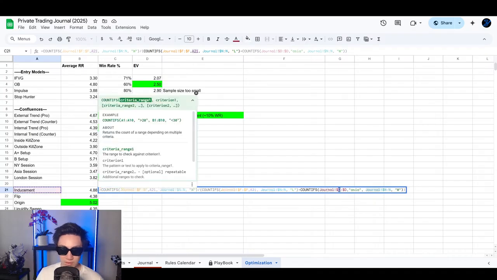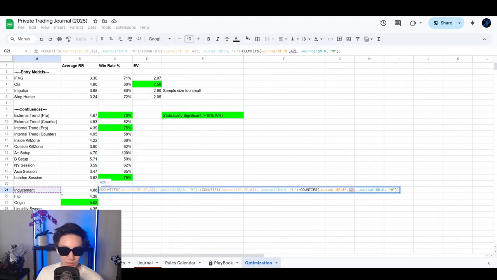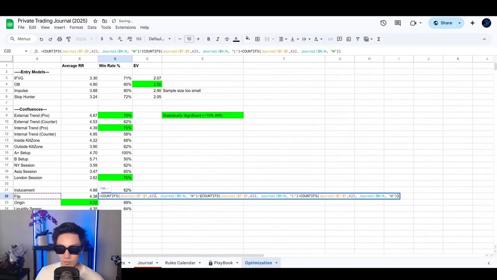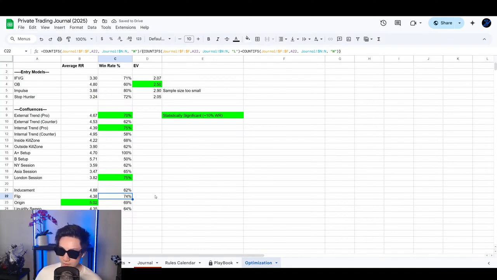821, convert these to F, and then 821. The reason why we do this also is so you understand your data and statistics without having to do too much heavy work and calculating yourself.